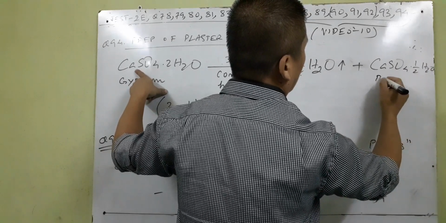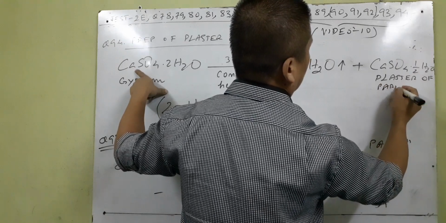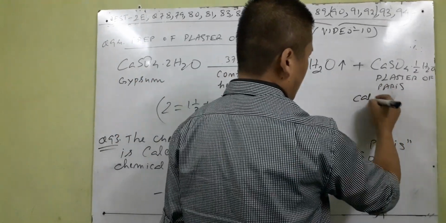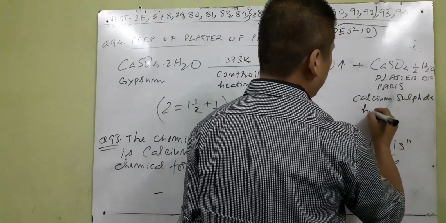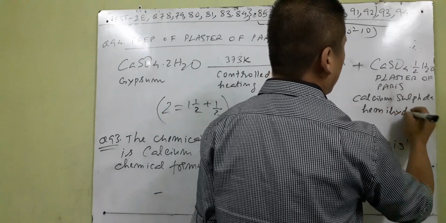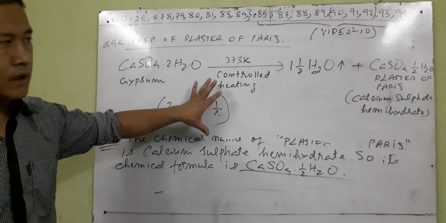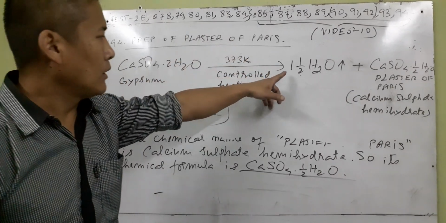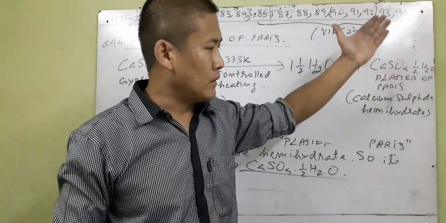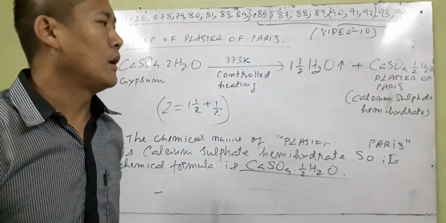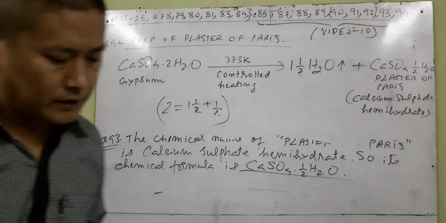So this is your plaster of Paris, which is also called calcium sulfate hemihydrate. Okay, so that's how plaster of Paris is prepared, by careful heating. If you heat beyond this, all the water will go out, 2 will go out, and you'll get dry calcium sulfate, which is no good. It's not plaster of Paris. It cannot set broken bones. So you have to be careful that you do controlled heating in this case.